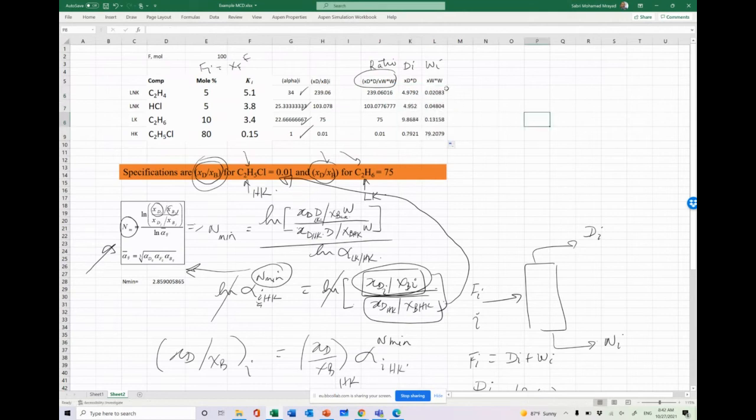Now you know the flow rate, the moles of each component in the distillate and in the bottom product. And if you combine them, you will find that it is the same as in the feed here.